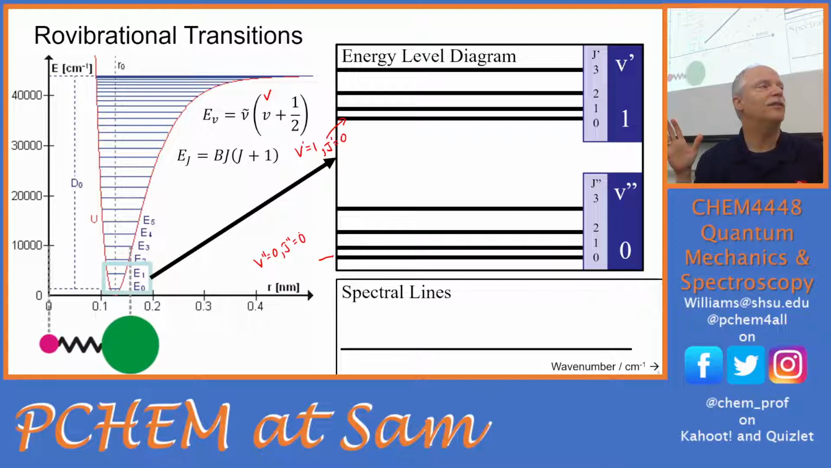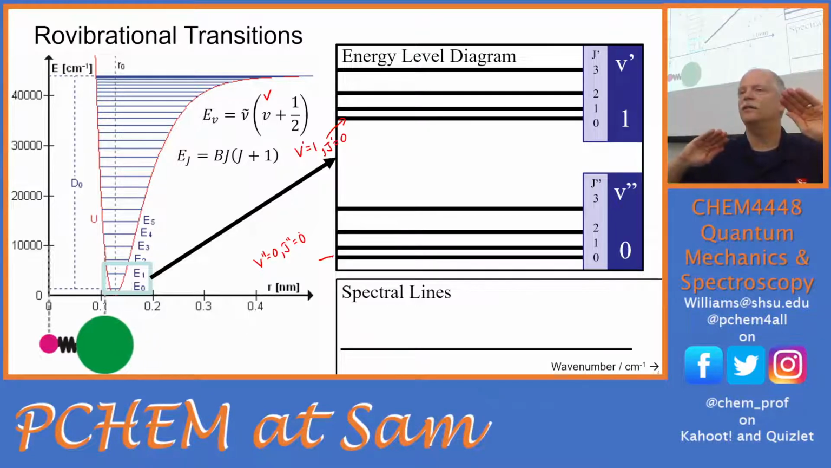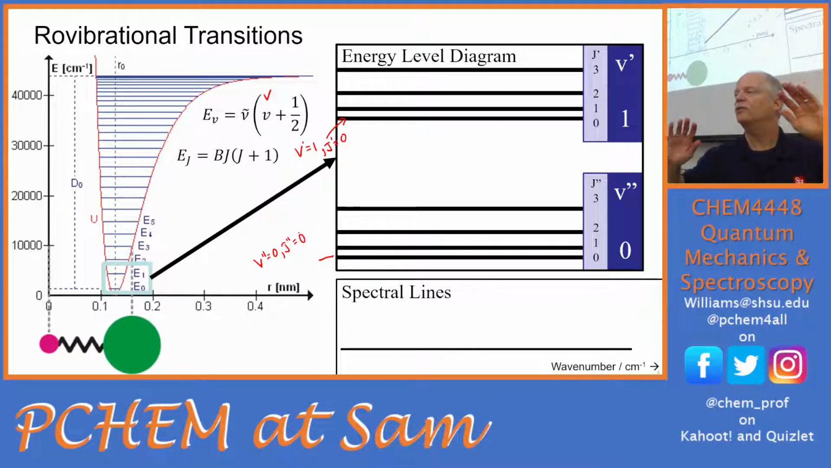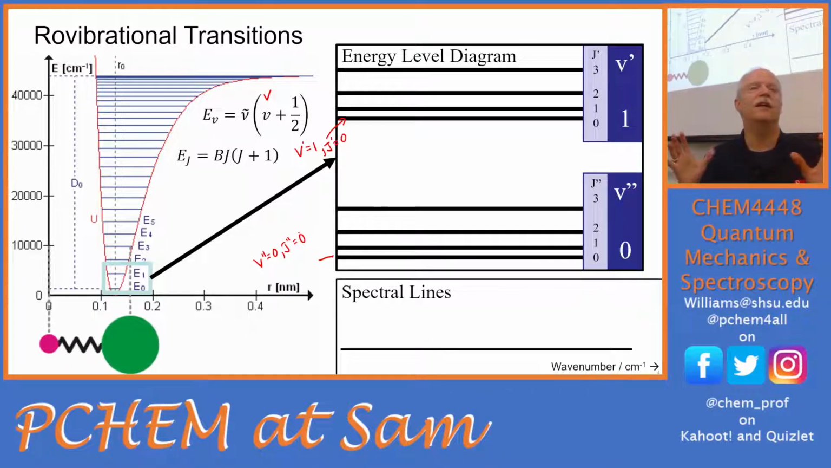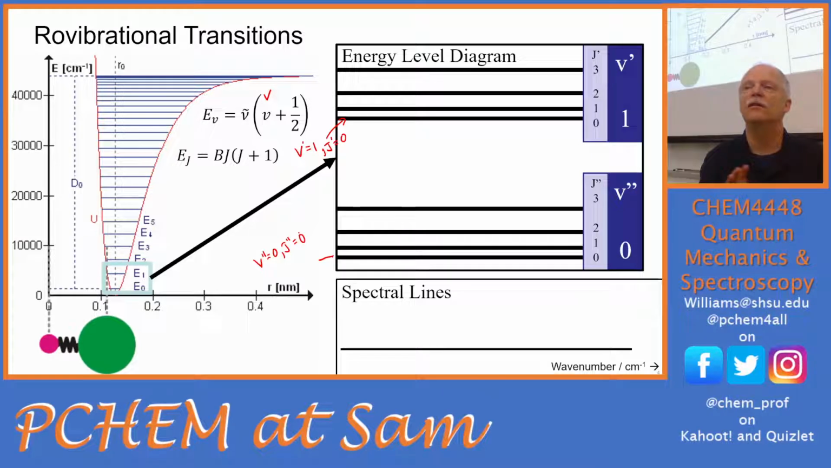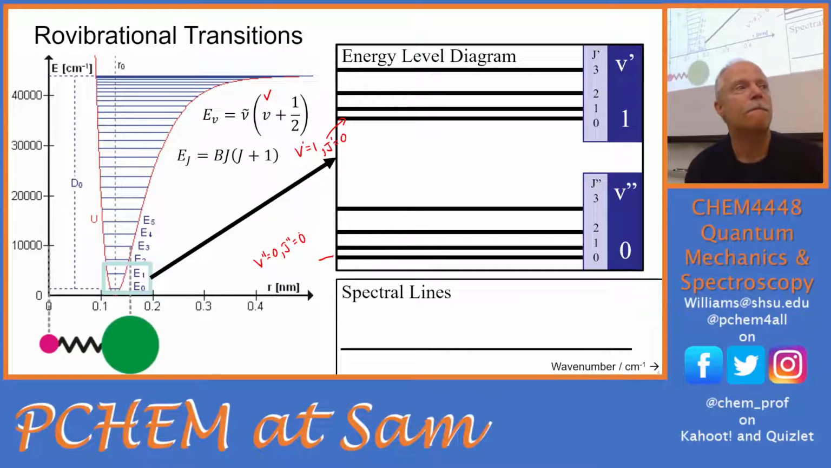So that's the energy level diagram for rotation and vibration. Now we'll look at the selection rules that we get from symmetry, and then we'll start to make the spectrum. But is there anything I need to clarify right now?